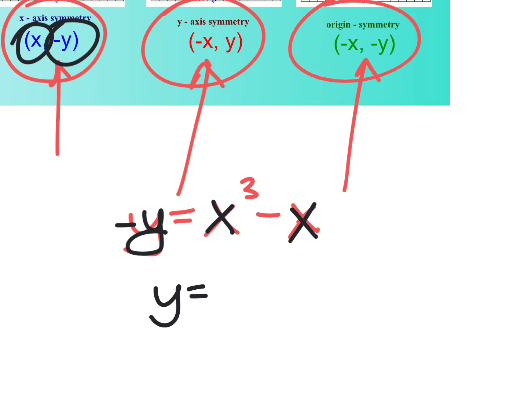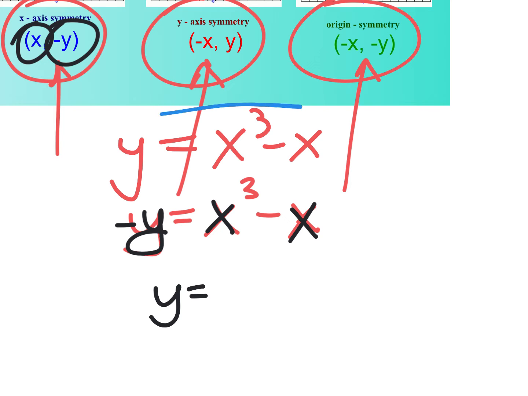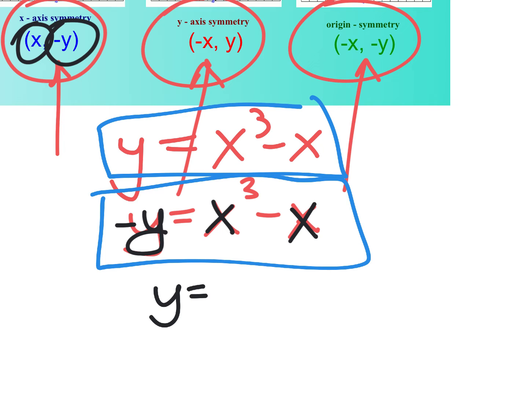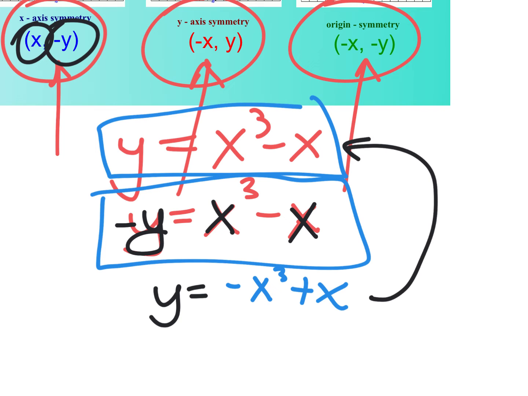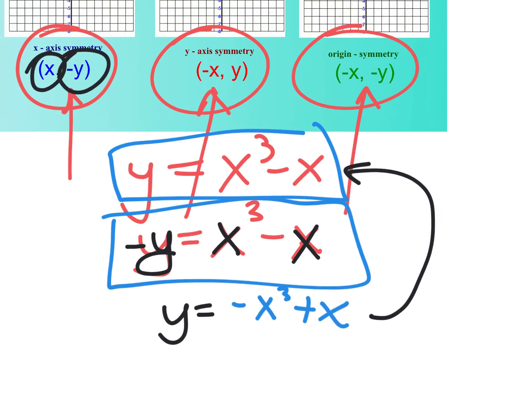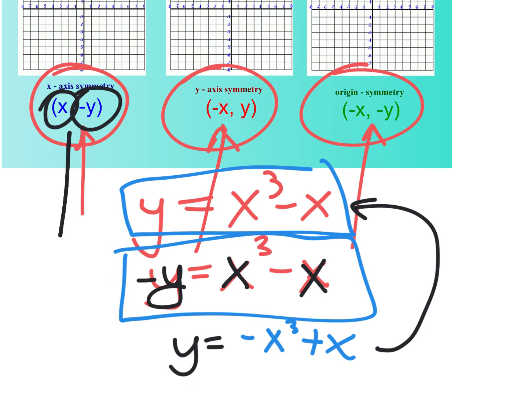I wish I hadn't written over it now, so I'm going to rewrite it here. Y equals x to the third minus x was the original. Will this simplify to the exact same thing? We'll solve it for y, and you end up with negative x to the third plus x. Clearly, that is not exactly the same as that, is it? Then it doesn't have that kind of symmetry. We were testing it for x-axis symmetry.